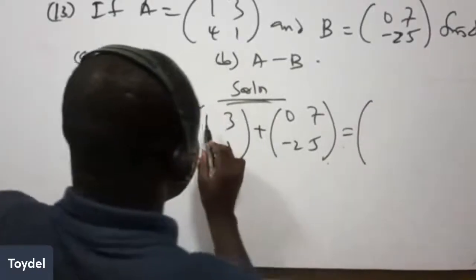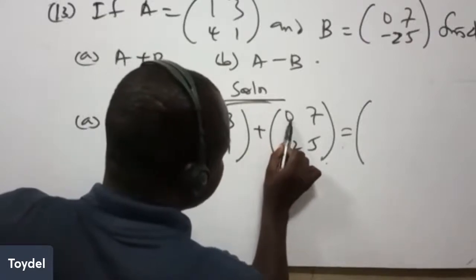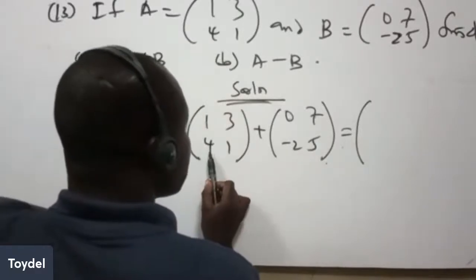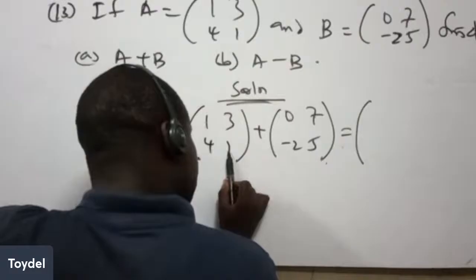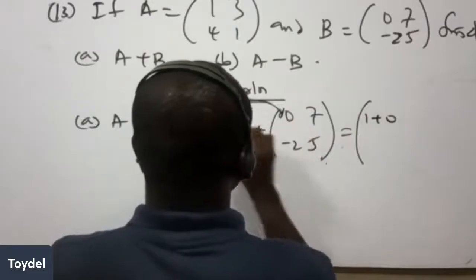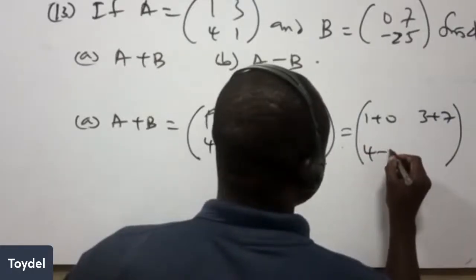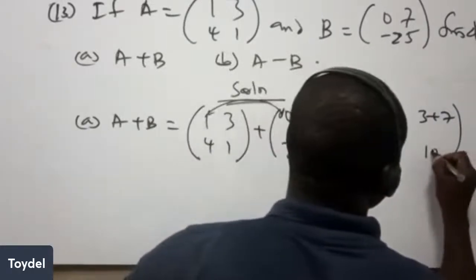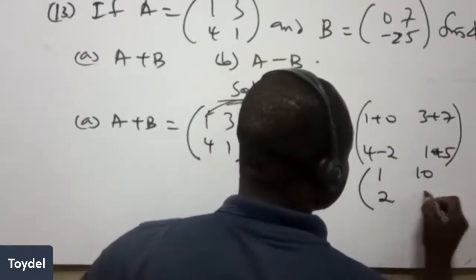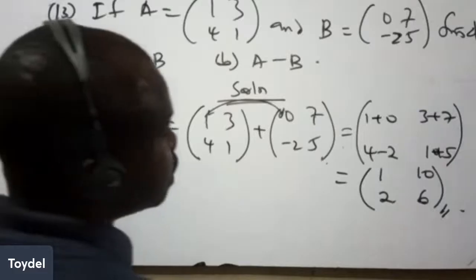What do we do here? We add first entry to first entry: first row, first column to first row, first column; first row, second column to first row, second column; second row, first column to second row, first column; then second row, second column to second row, second column. That is, 1 plus 0. Then 3 plus 7. I will say 4 plus minus 2, that's 4 minus 2. Then 1 plus 5. So at the end of the day, I'm going to get 1, 10, 2, 6. That will be the answer. A plus B is going to give me 1, 10, 2, 6.